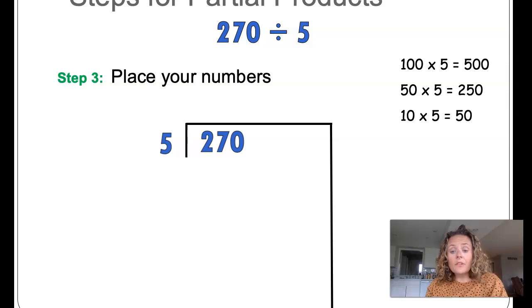Now we're going to look at those friendly facts off to the side. Which of those is going to help us? Well, the 100 times 5 isn't that helpful here. It's not helpful at all because the product is 500 and that's greater than our dividend. So we are not going to use 100 times 5. But we can use 50 times 5 because the product of that is 250 and that's less than this 270. So we're going to write our 50 over here.